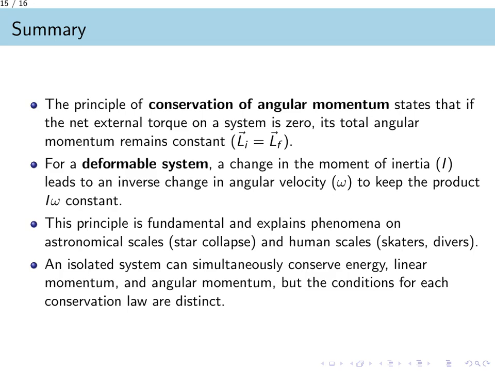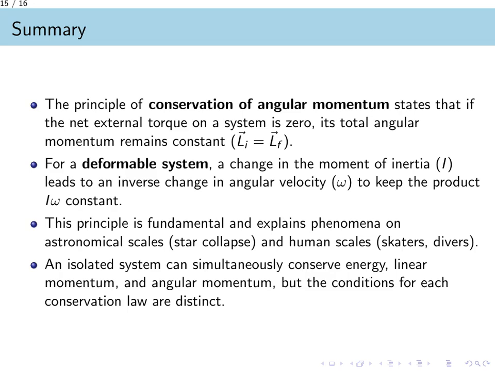Let us summarize the powerful principle of conservation of angular momentum. The fundamental idea is that if no net external torque acts on a system, its total angular momentum does not change. This means the initial angular momentum of the system is exactly equal to its final angular momentum. This principle becomes particularly interesting for systems that can change their shape, which we call deformable systems. For these systems, changing the distribution of mass changes the moment of inertia, I.